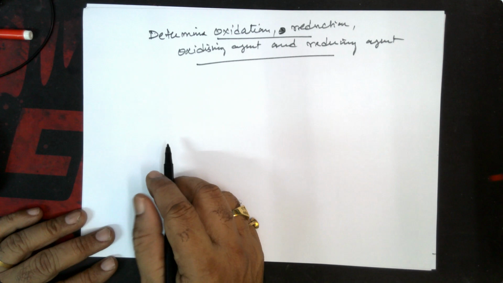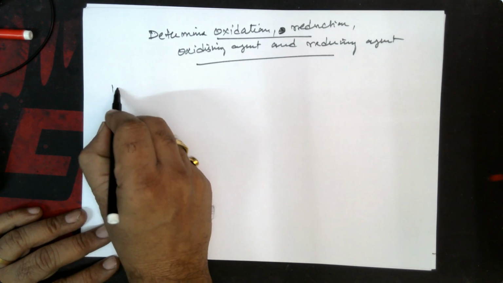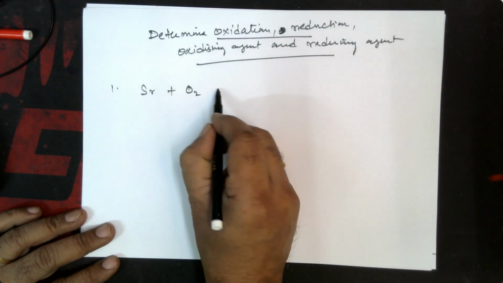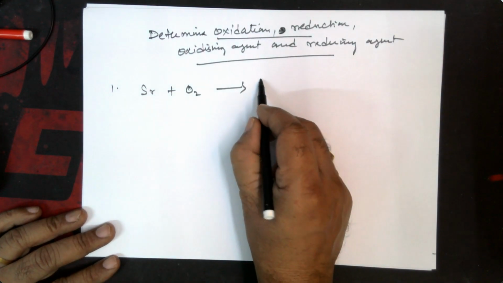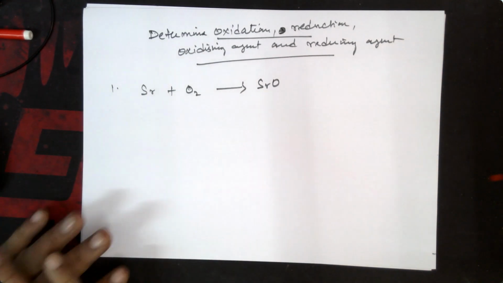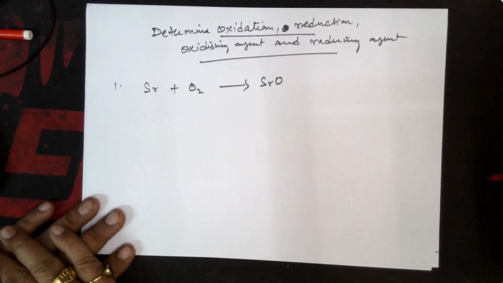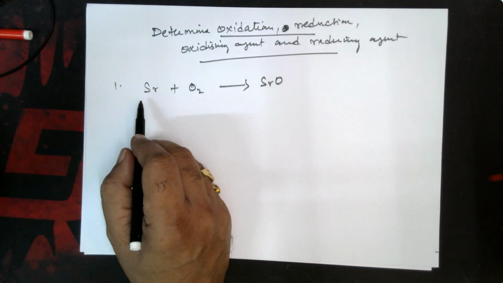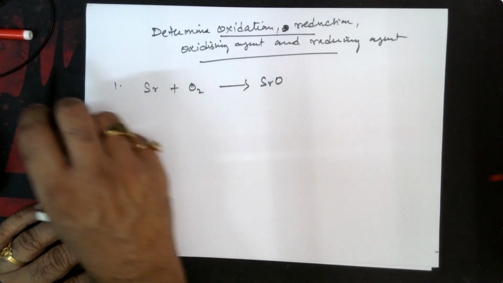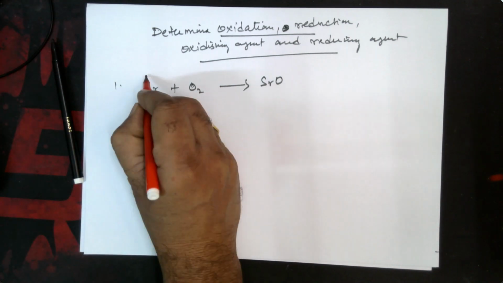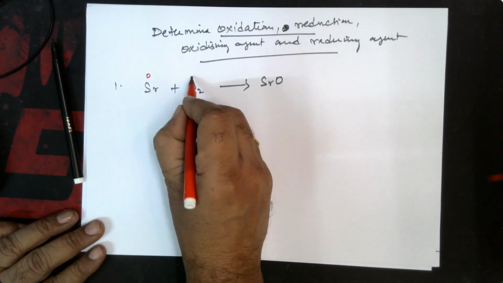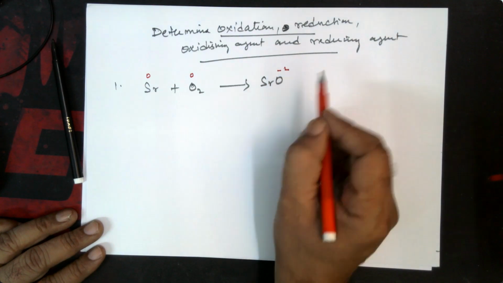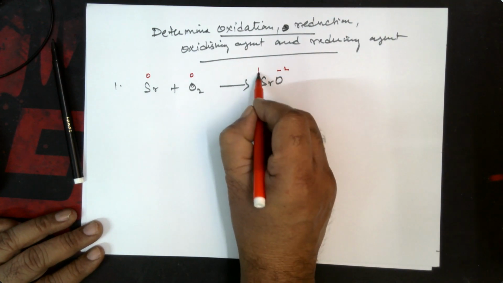Let me consider strontium Sr combines with oxygen on oxidation, it gives SrO. So first of all, let us test whether it is oxidation or reduction. Sr, let us determine the oxidation state. What is the oxidation state of a natural element? 0. And what about this? This is also 0. And here for oxygen -2, for Sr +2.